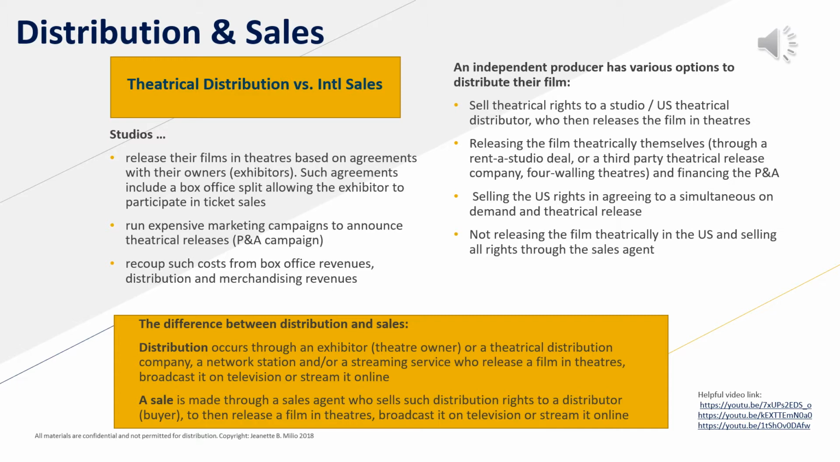The studio will also spend a lot of money on P&A, which is to create the awareness for the movie, and P&A can in some cases even be higher than the actual budget of a movie. P&A is going to be recouped from box office revenues, and we're talking about the share that is received by the distributor, not the share that is received by the exhibitor.